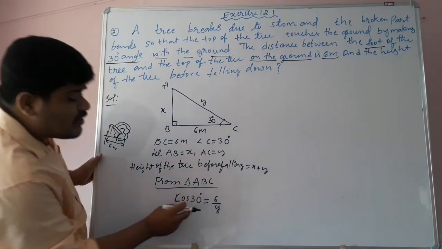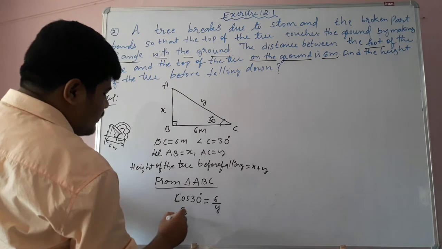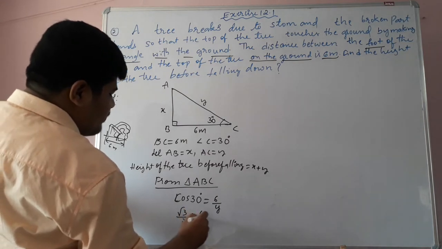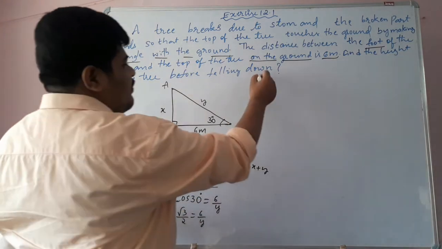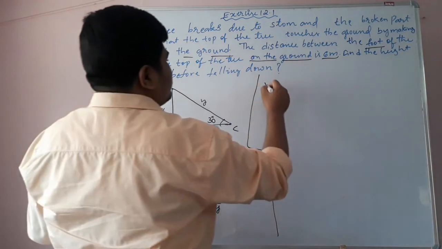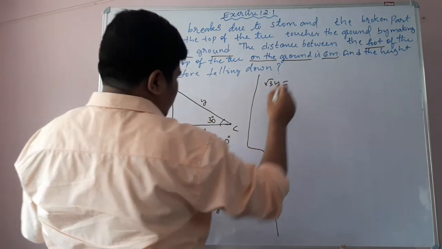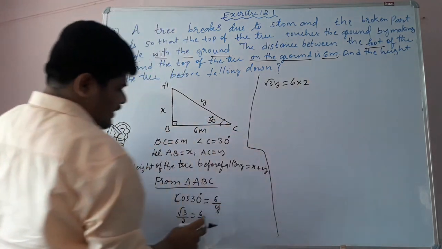What is the value of cos 30? Root 3 by 2. So root 3 by 2 is equal to 6 by y. So students, by using cross multiplication, what we will get from this? Root 3 into y, that is root 3y, is equal to 6 into 2. So by cross multiplication, I got this.